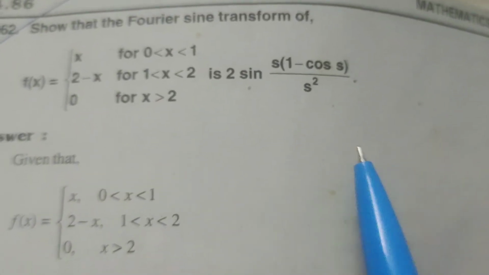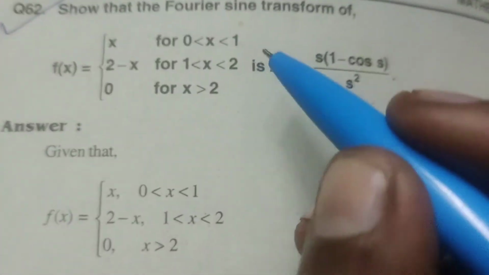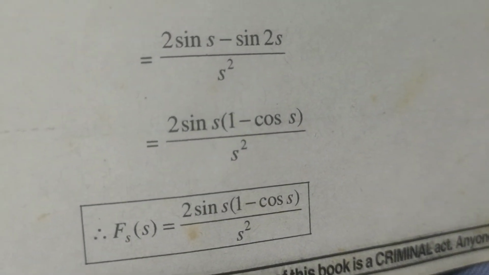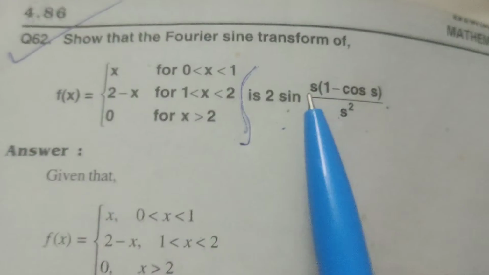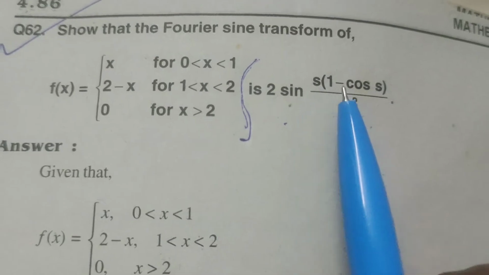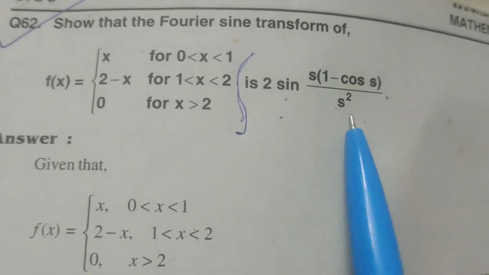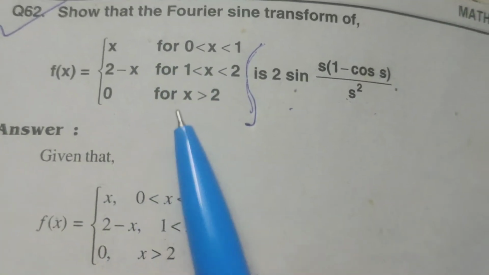First of all, this is the function. The problem is to find the Fourier sine transform. The sine transform is 2 sin s into (1 minus cos s) by s square. Here the given function f of x is this.